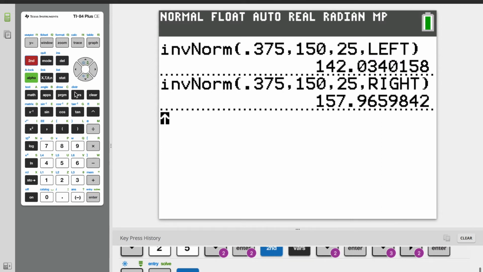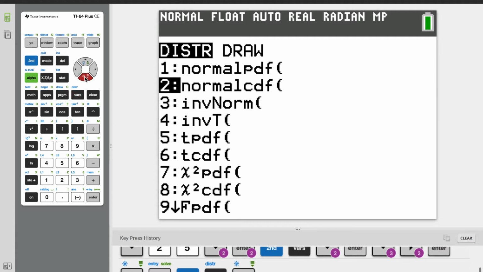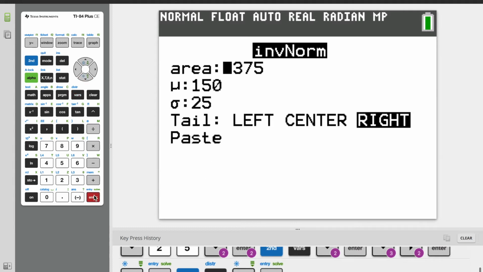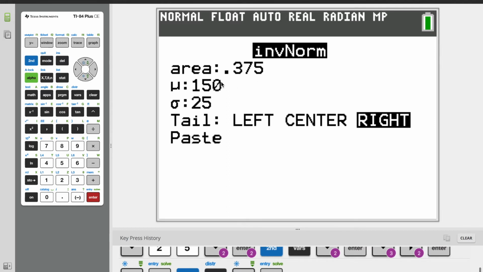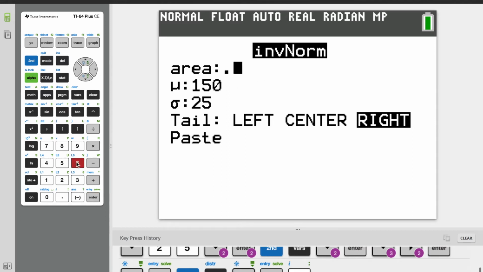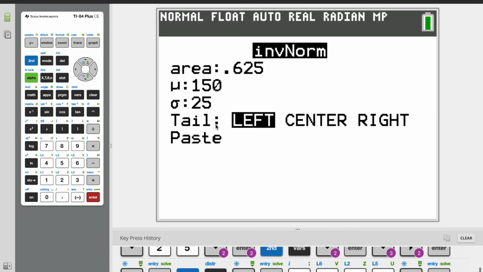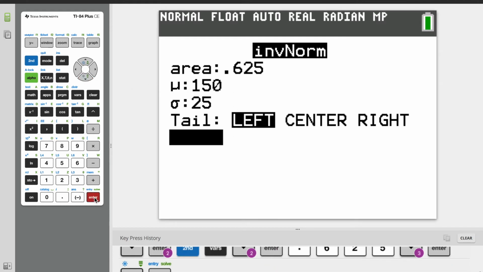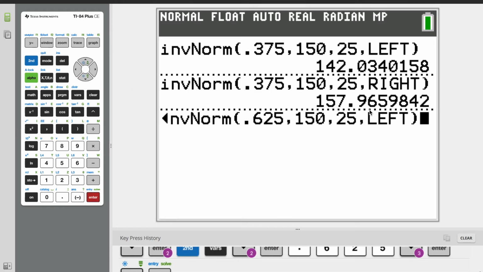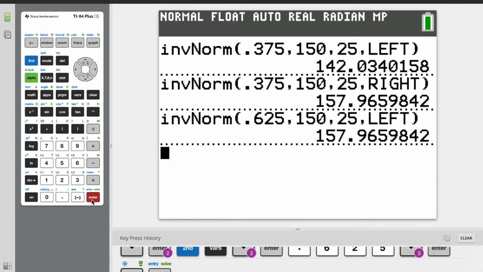If you have a TI-83, you will not have the option to turn it into a greater than probability, and so you need to take 1 minus 0.375, which in our case is 0.625. We have the same mean and standard deviation, and a TI-83 will automatically read it as a left tail problem. And so for a TI-83 without this final option, this is what your calculator should read, and notice that we get the exact same x value. So there are two options when doing a greater than problem.